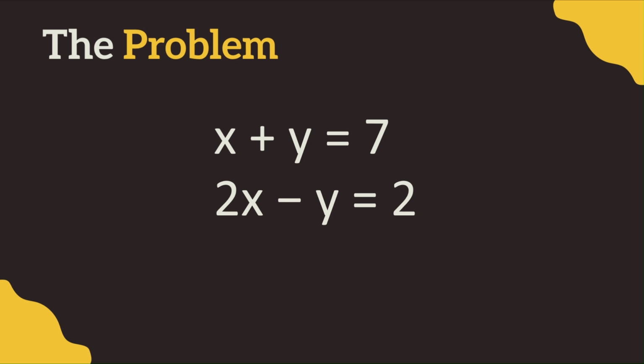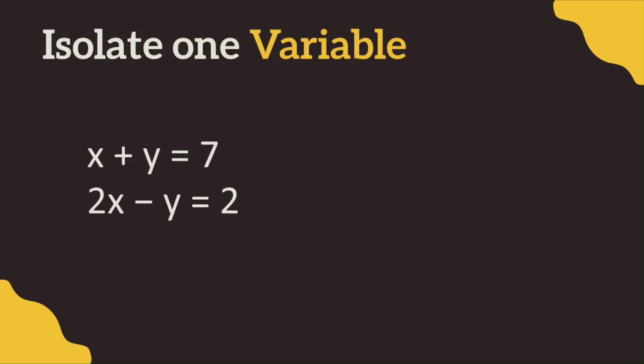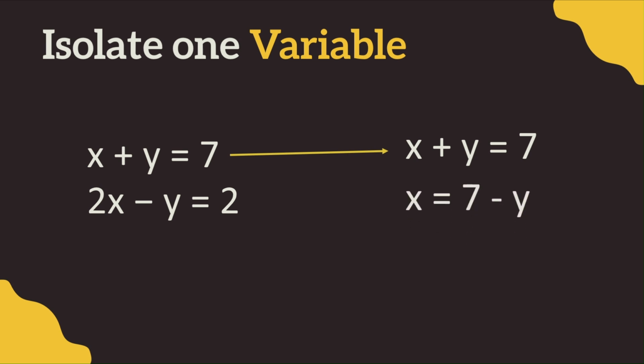The first step in substitution is to make one variable the subject of an equation. In simple terms, we isolate the variable on one side of the equation. In this case, the first equation already makes that very easy. We have x plus y equals 7. I'll isolate x. To do that, I subtract y from both sides. This gives us x equals 7 minus y.